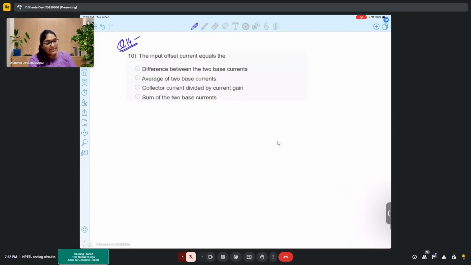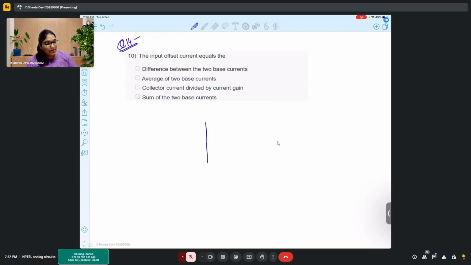So in this problem, it says that the input offset current equals what? So in the beginning of today's session, we talked about input offset voltage, right? Input offset voltage was the voltage that was required to bring your output to zero. When you have a balanced or shorted output, what is the extra input signal that you require to bring your output to zero? We call it as input offset voltage.